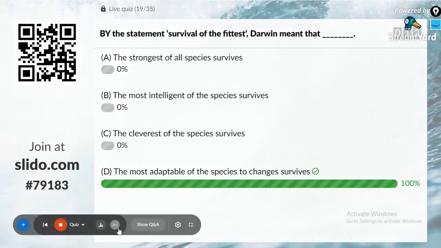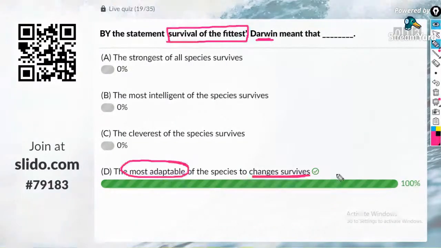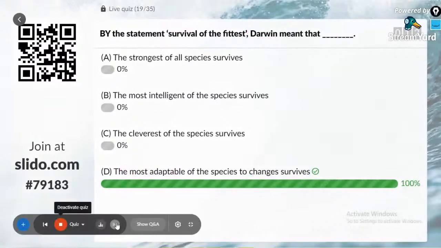Survival of the fittest. This statement was made by Darwin. He meant that the most adaptable of the species to changes survives. So the species which are more adaptable to a changing environment can survive. 20th question on the screen.